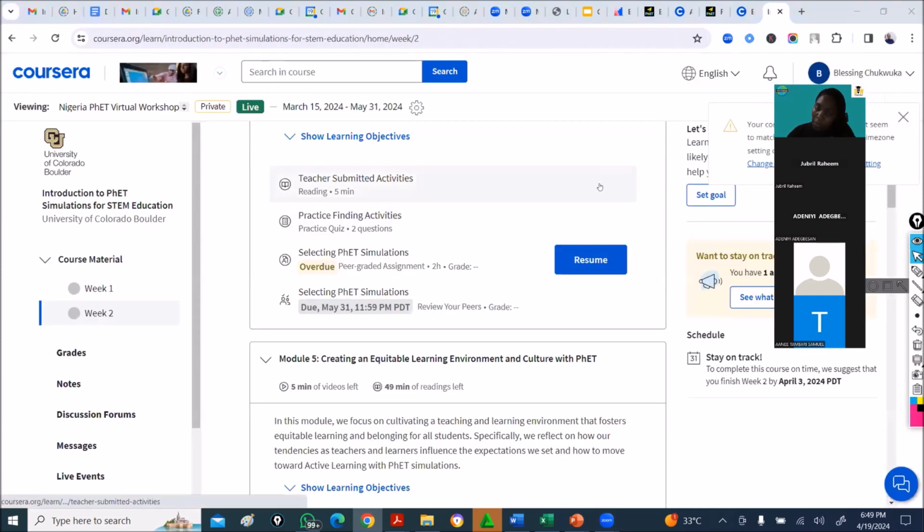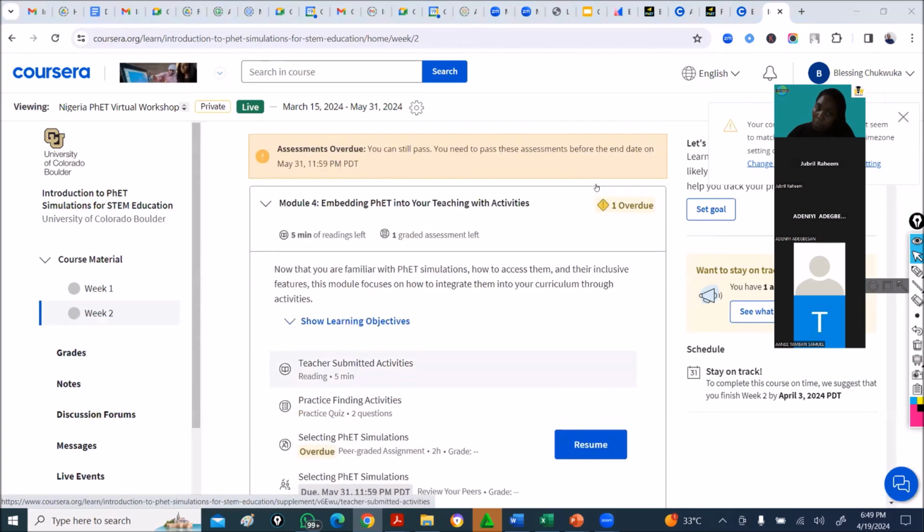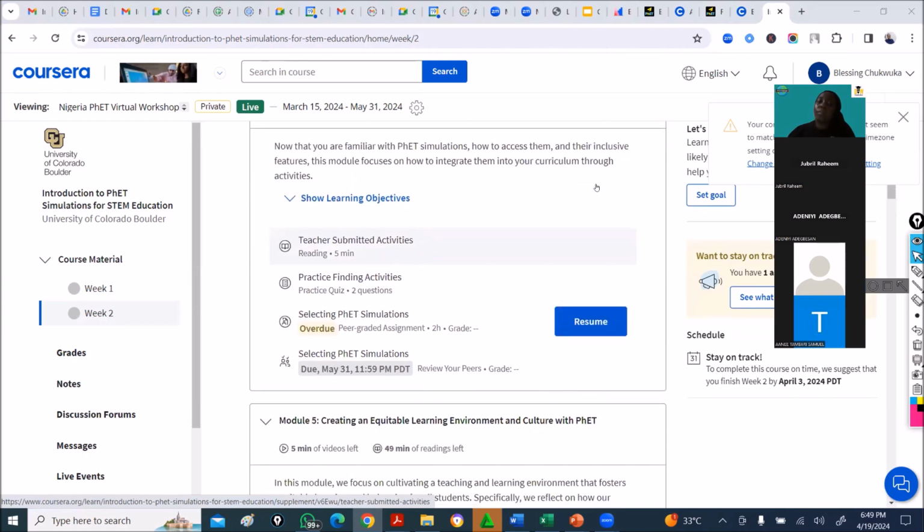After the introduction, we have so many assignments that I'm going to do. After completing all the assignments under the introduction, then I will submit, and then I will do the review. Look at the major assignment you are submitting here. Can you see your screen? This is where you are submitting your assignment. Here, select the PhET simulation and click on it.